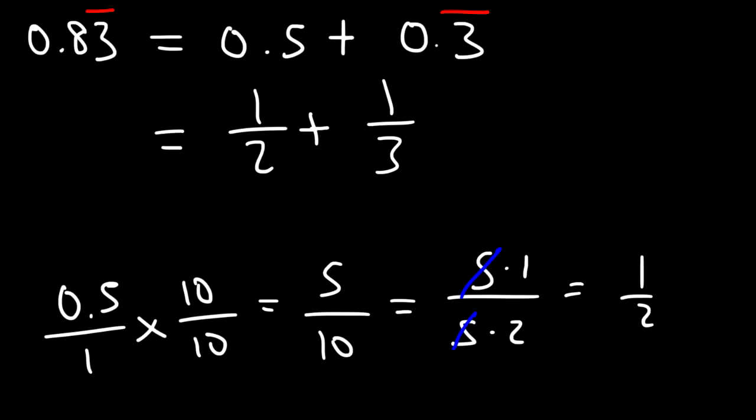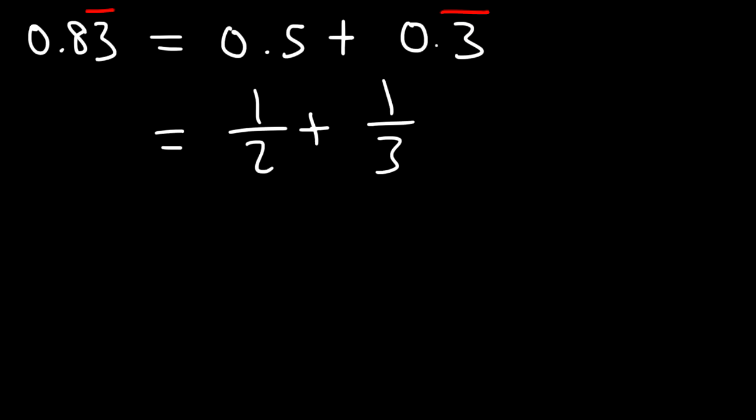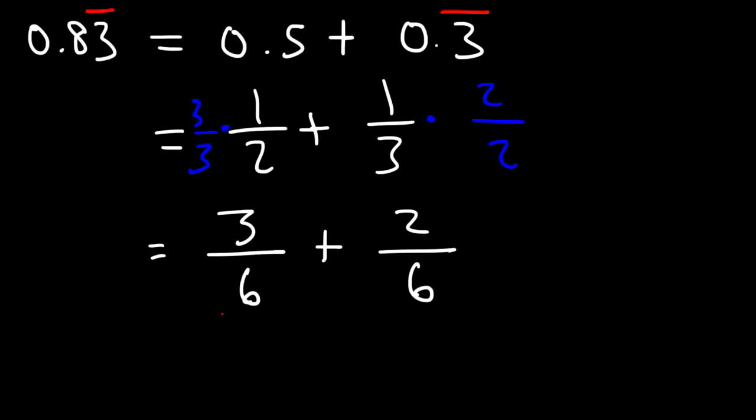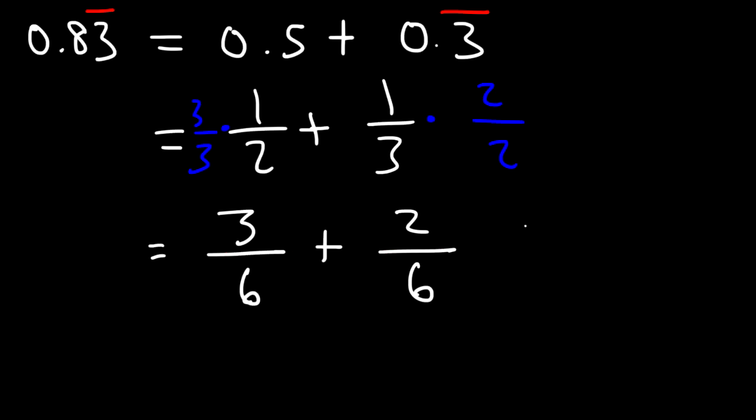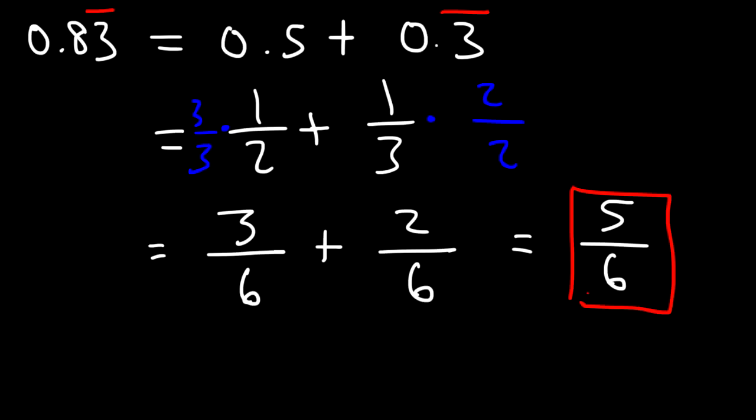And so what we need to do is add these two fractions. In order to add the two fractions, we need to get common denominators. So I'm going to multiply this one by 2 over 2, and the first one by 3 over 3. And so on the left, I'm going to get 3 times 1, which is 3, and 3 times 2, which is 6. On the right, 1 times 2 is 2, 3 times 2 is 6. So now that I have like denominators, I can now add the numerators of the two fractions. So 3 plus 2 is 5, and I get 5 over 6, which is the answer. So 5 over 6 is equal to 0.83 repeating.